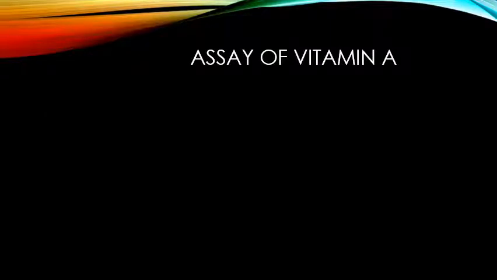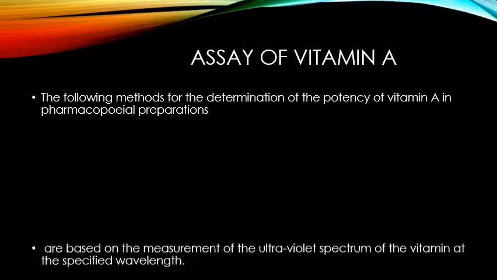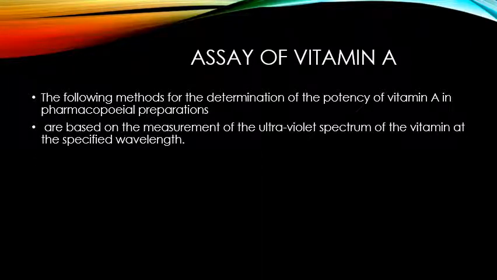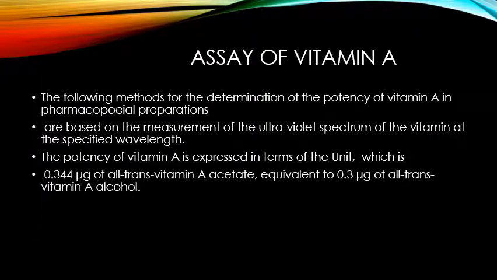Assay of vitamin A is the next assay. The following methods for the determination of the potency of vitamin A in a pharmacopoeial preparation are based on the measurement of the ultraviolet spectrum of the vitamin A at the specified wavelength. The potency of vitamin A is expressed in terms of the unit, which is 0.344 microgram of all-trans vitamin A acetate, equivalent to 0.3 microgram of all-trans vitamin A alcohol.